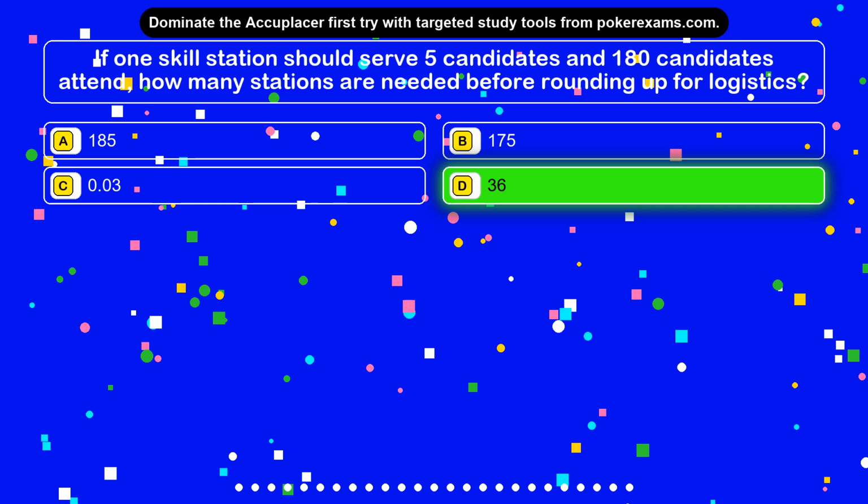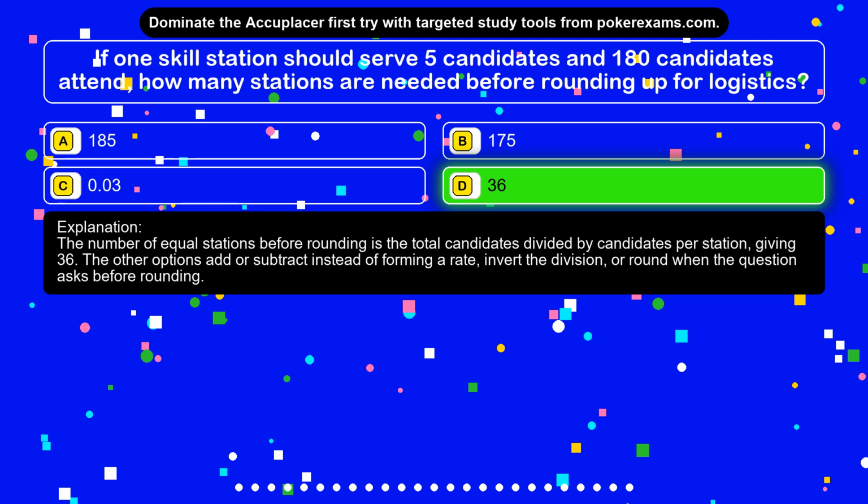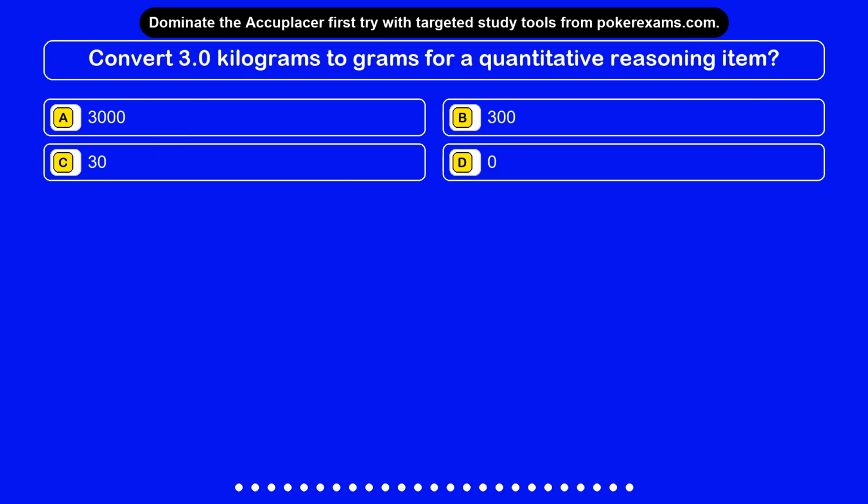The correct answer is option D, 36. The number of equal stations before rounding is the total candidates divided by candidates per station, giving 36. The other options add or subtract instead of forming a rate, invert the division, or round when the question asks before rounding.